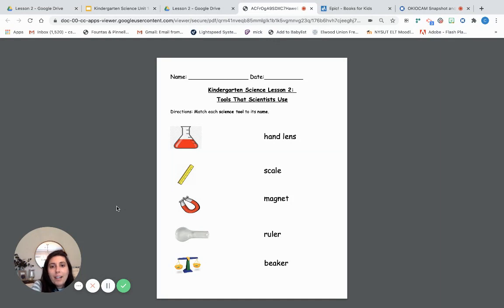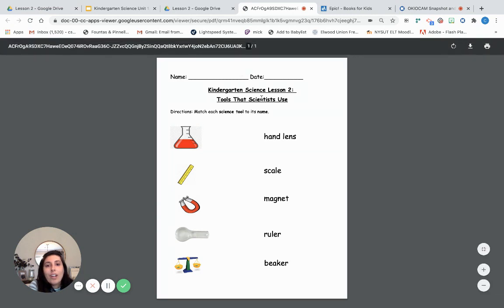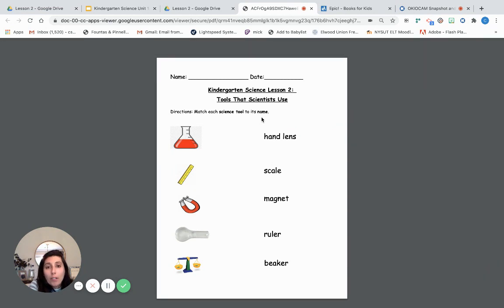Okay, so here is what our activity sheet looks like. It says Kindergarten Science Lesson 2, Tools That Scientists Use. Directions: match each science tool to its name. If you are learning from home, you'll find this sheet in your Google Classroom. If you're in school, your teacher will hand it to you.